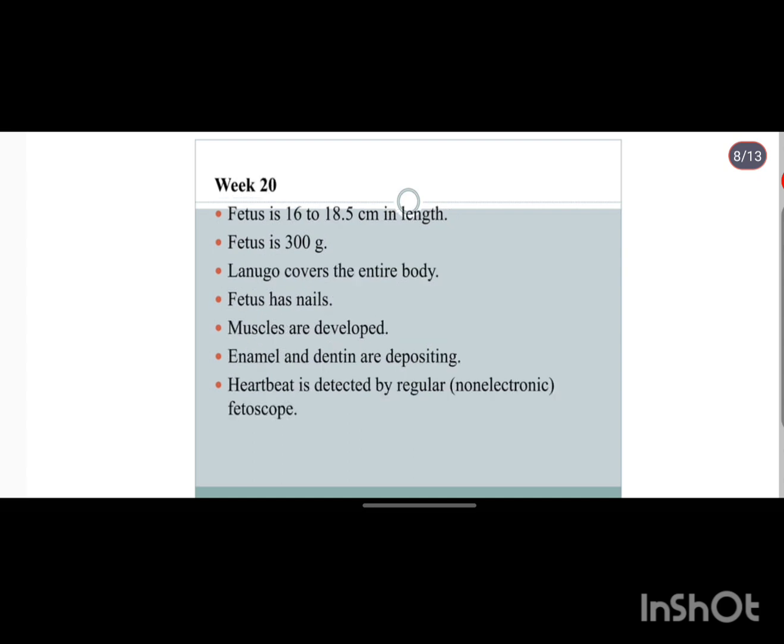And week 20, the fetus is almost 16 to 18.5 centimeters in length and 300 grams. Lanugo covers the entire body, meaning downy and shiny hair covers the fetus. The fetus has nails and muscles are developed. Enamel and dentin are depositing, and the heartbeat is detected by a regular non-electronic fetoscope.